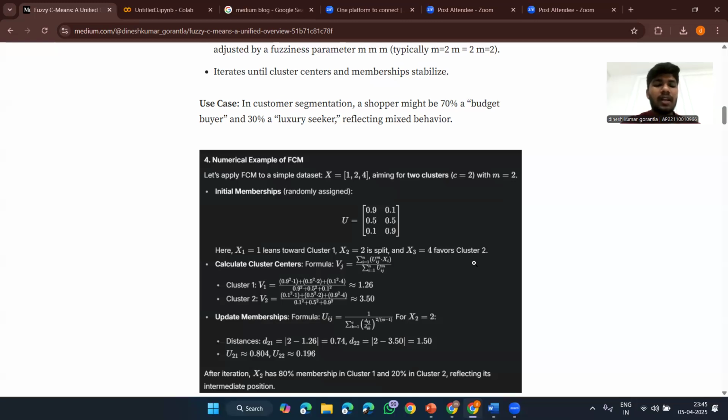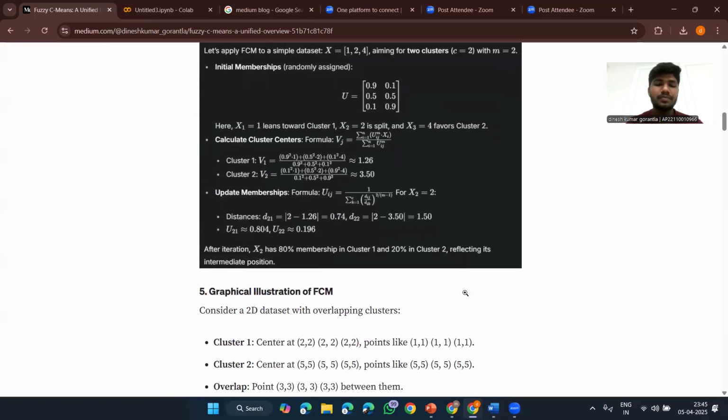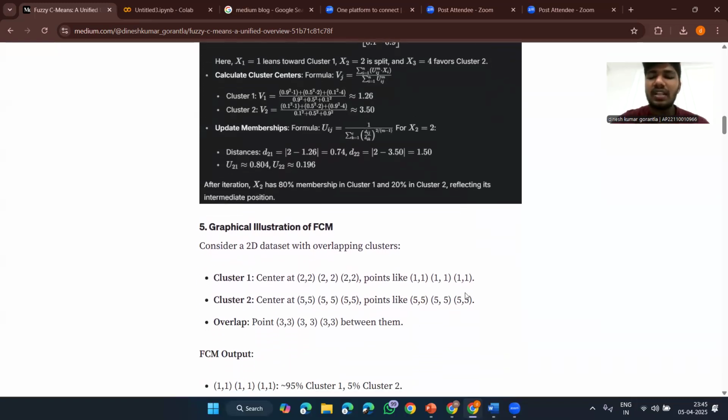U22 will be 0.196. After repetition, X2 has 80% membership in cluster 1 and 20% in cluster 2, reflecting its intermediate position. Graphical, now we'll go into the graphical illustration of the FCM. Consider a 2D dataset with overlapping clusters.